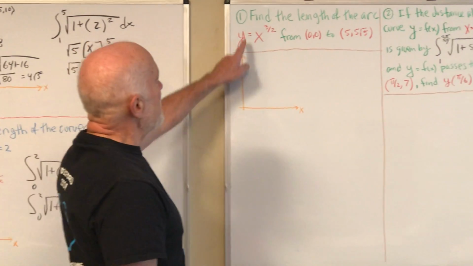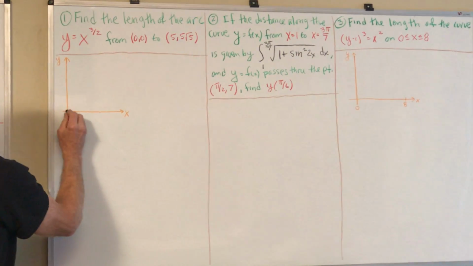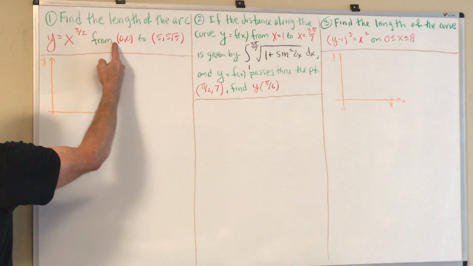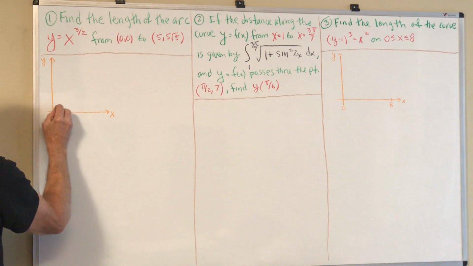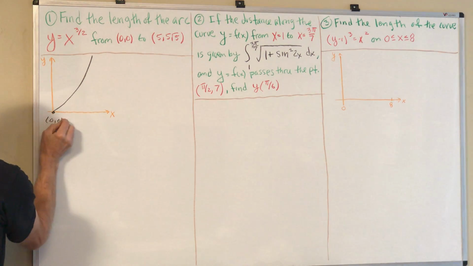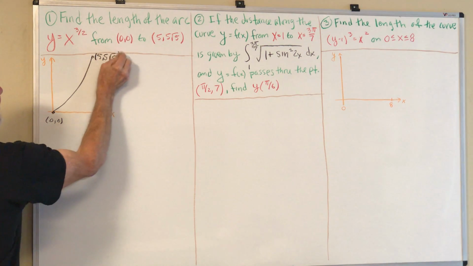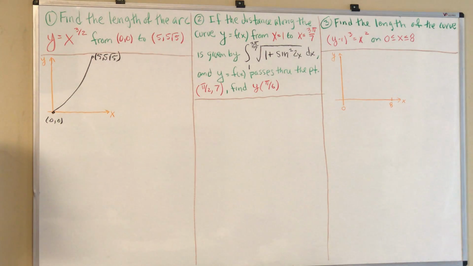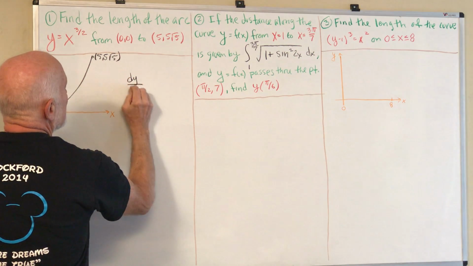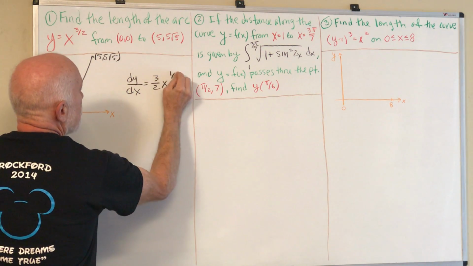So say we want to find the length of the arc y equals x to the 3 halves, from 0, 0 to 5, 5 root 5. So we know it goes something like this. And there's 0, 0. And there is 5, 5 root 5. So what's our first decision? Do we want to use dy dx or dx dy? It's already solved for y, so we might as well use dy dx. It's 3 halves x to the 1 half.